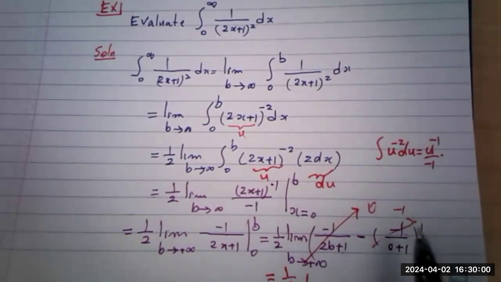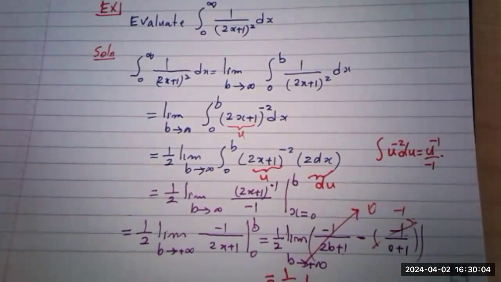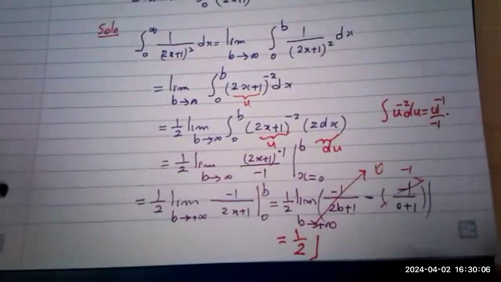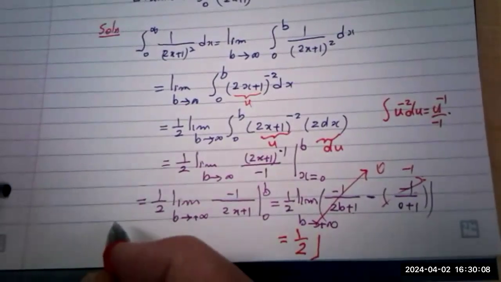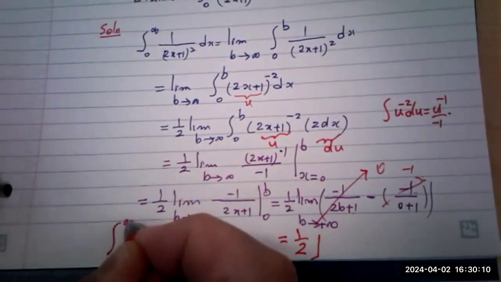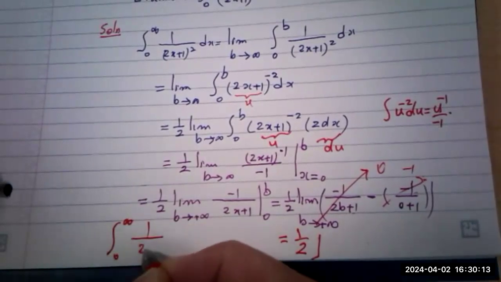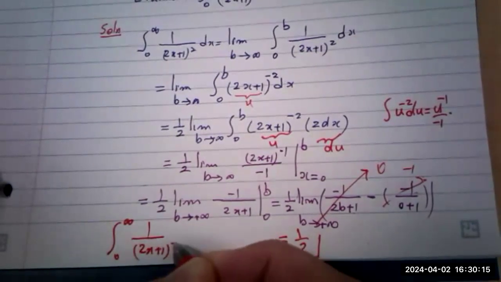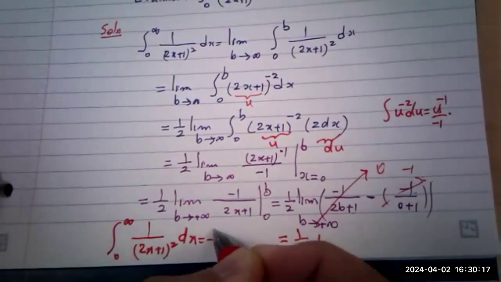Because the inside that gives 0 minus negative 1 is a positive 1. So the integral is equal to 1 half and the integral converges. Okay. So the integral from 0 to infinity of 1 over (2x plus 1) squared dx is equal to 1.